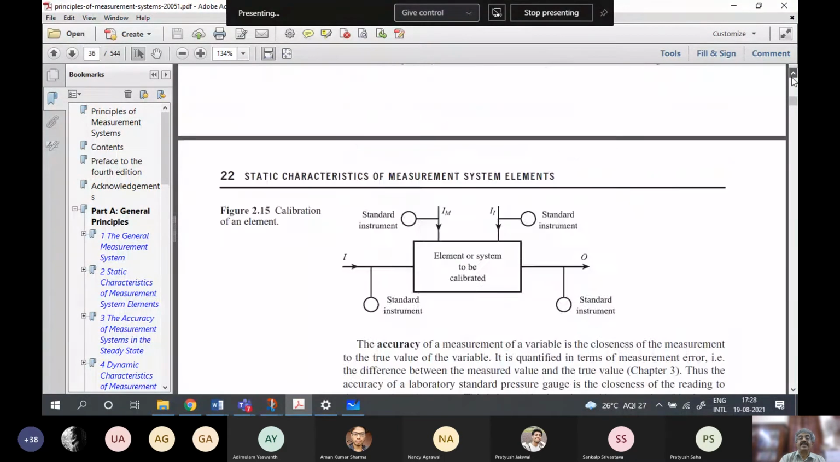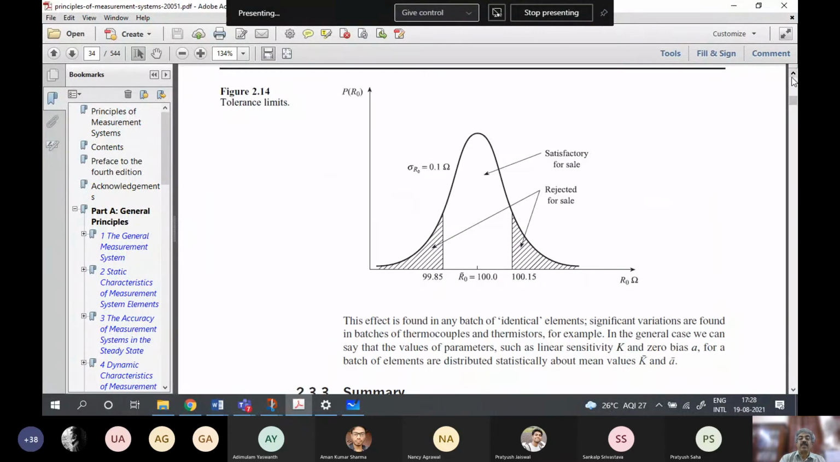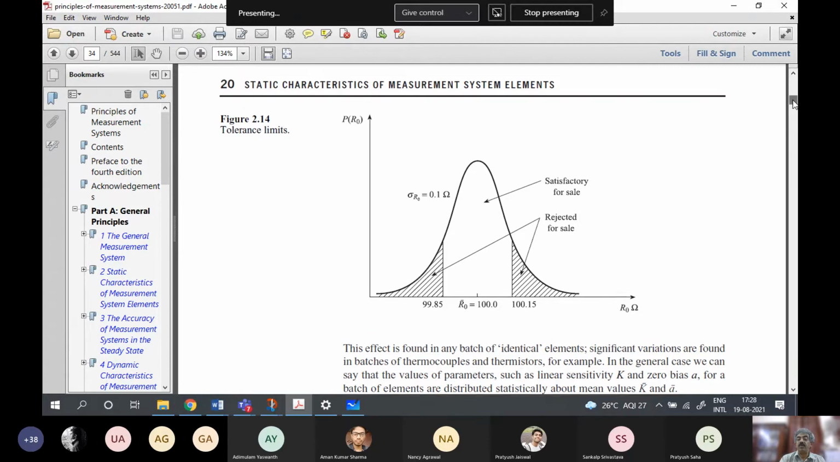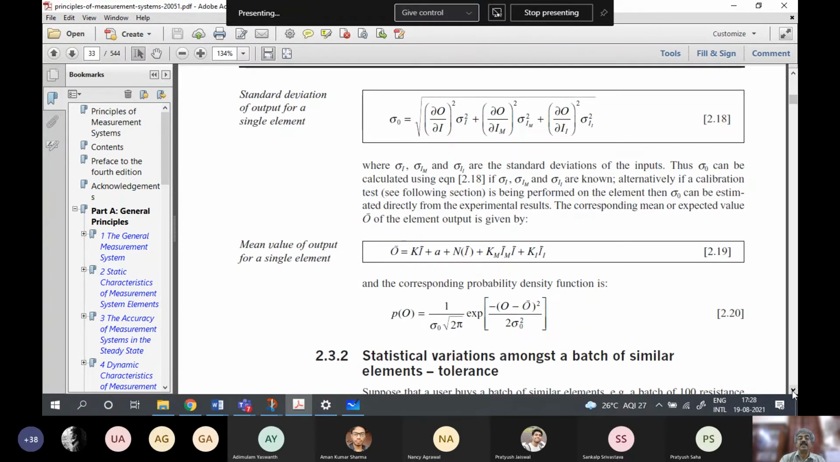So the second case is where suppose you are trying to, I went many pages below. Yeah, we are here. So you see, this is the equation that we just got: the mean value of the output will be given by this equation, while the standard deviation of the output will be given by this equation. This is what we just got.